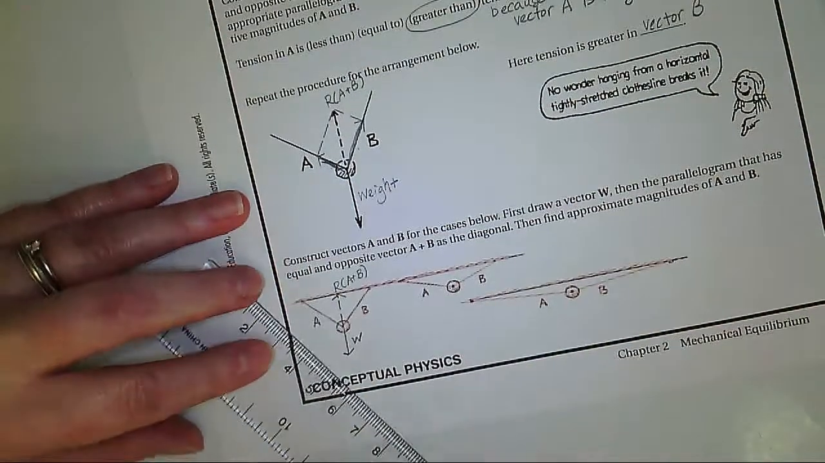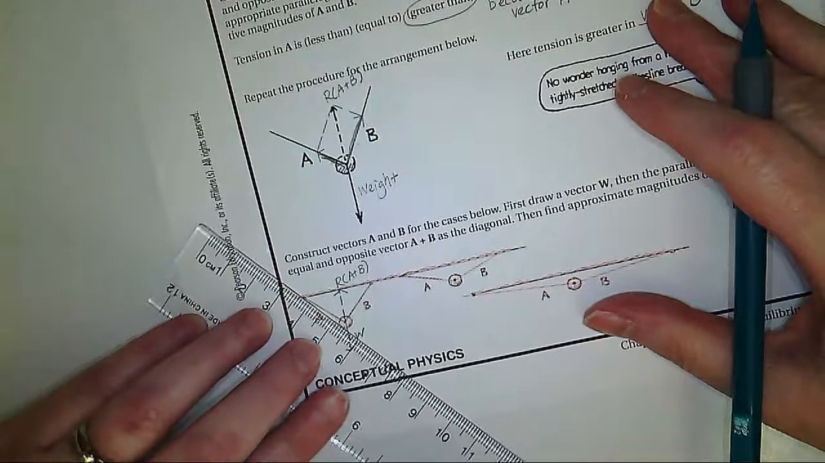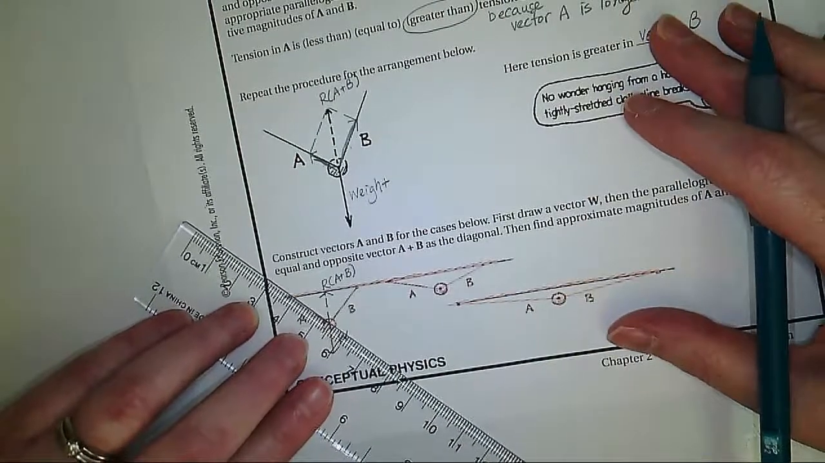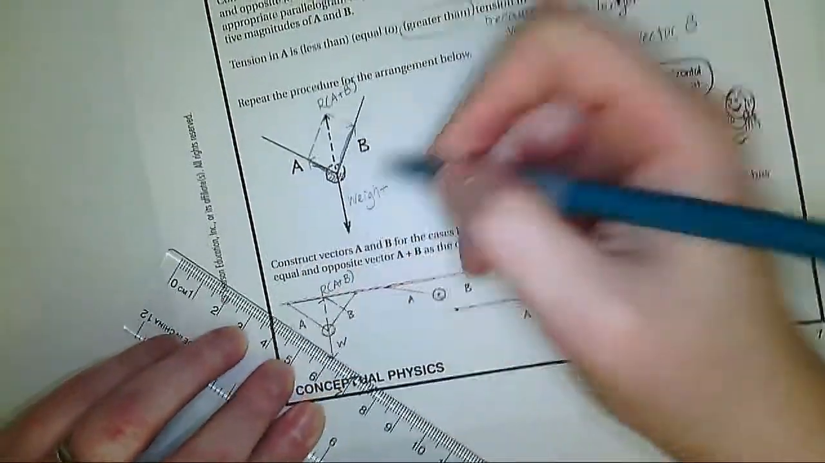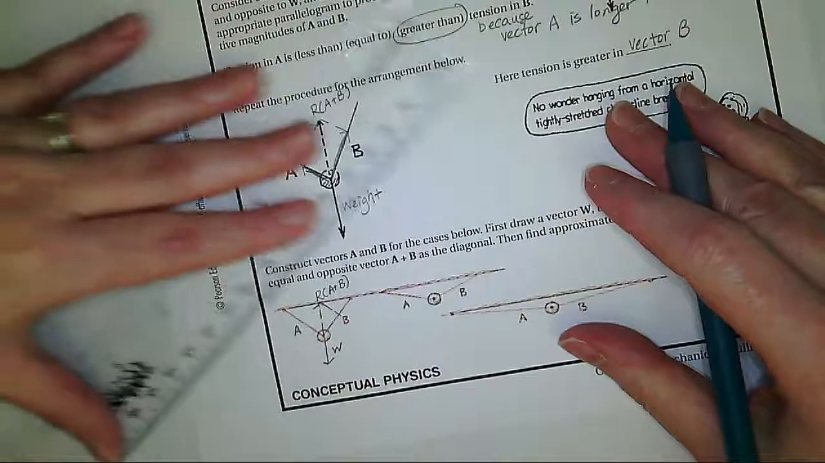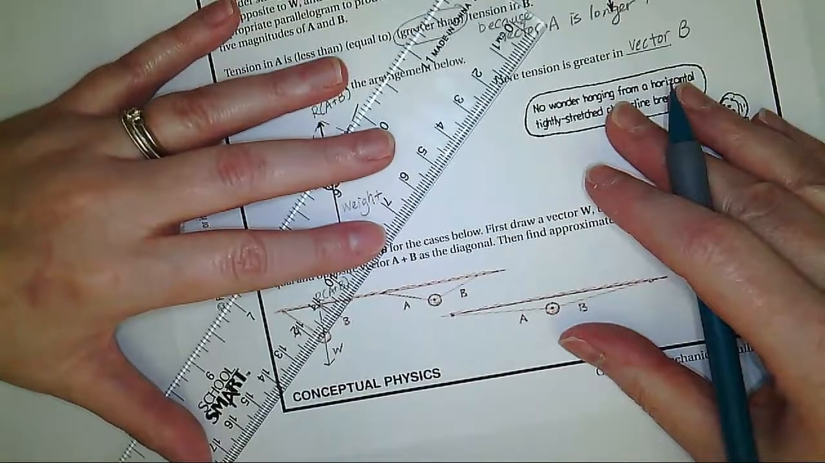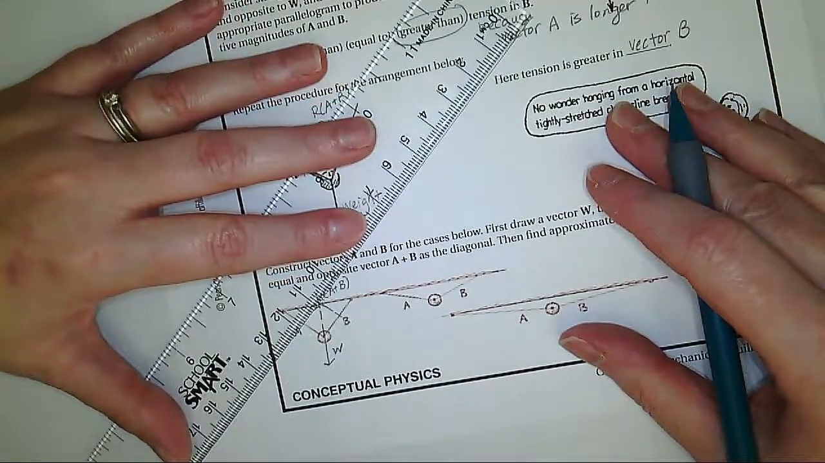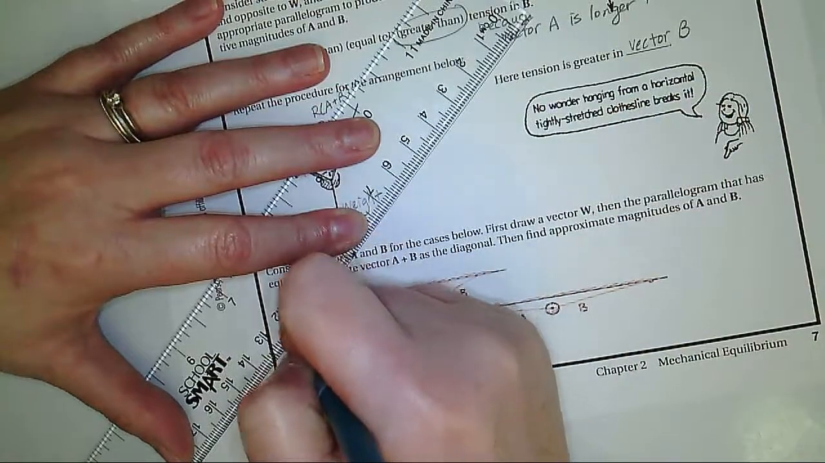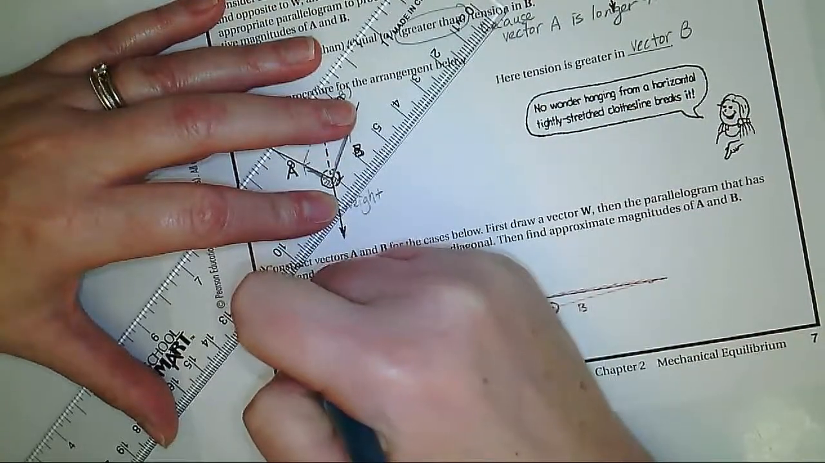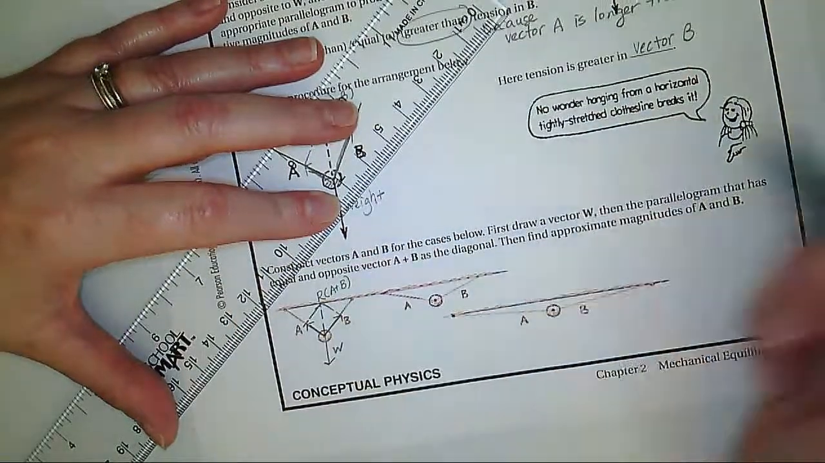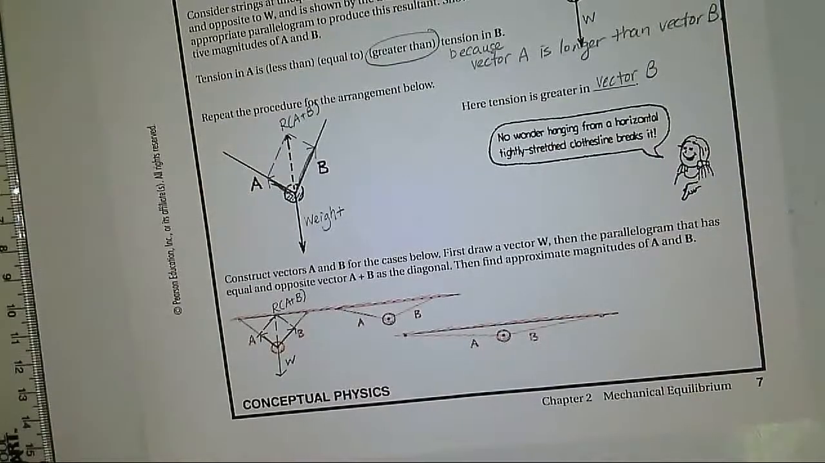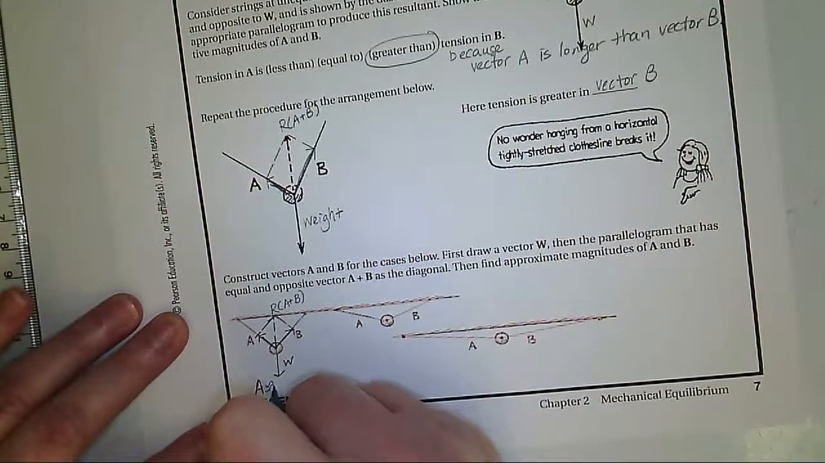So now I want to do the parallelogram. So here's A. I slide over. There's my side A. Here's B. Slide over to the top of my vector. There's B. So here's my vector A and vector B. And those look about the same, right? So A is about the same as B.